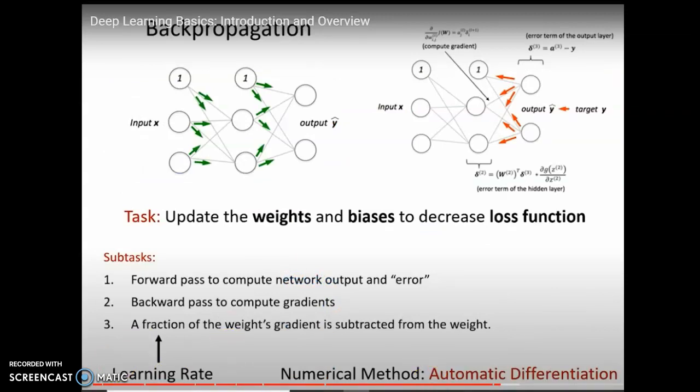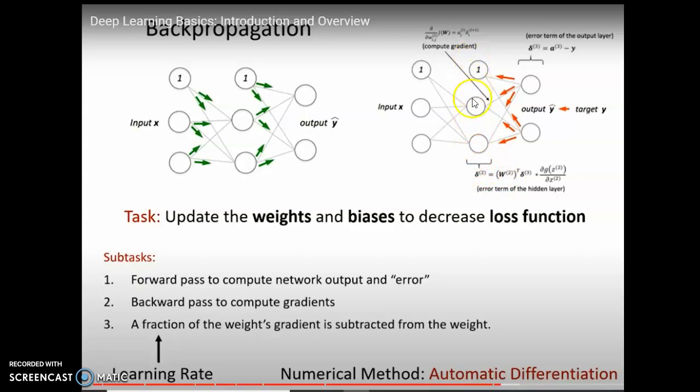Backpropagation. Input X, input to Y. Compute the gradient, with output Y cap compared against target Y. Using this formula, this is the error term of the output layer, del power 3 equal to A power 3 minus Y, the output Y cap from the target. Then g power 2, del power 2.